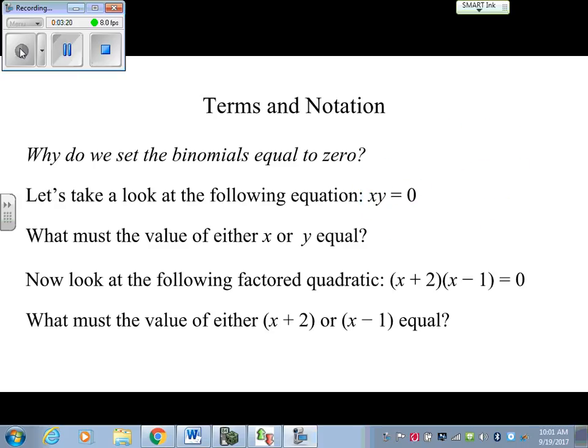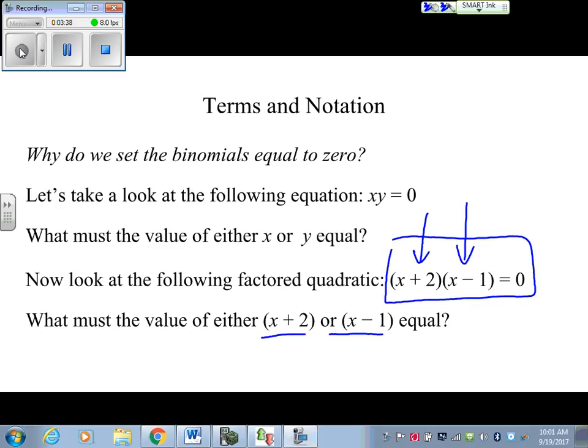Now, as we look at an actual quadratic that's already been factored, we can see it's got 2 binomials, those sets of parentheses. x plus 2 is one of the binomials with two terms, x minus 1 is the other, and we have those equal 0. What must either one of those binomials equal? Well, if this first binomial was equal to 0, so we'd have x plus 2 replaced with 0, and we multiply 0 times x minus 1, well, 0 times anything is going to be 0. And so you'd end up with 0 equals 0, which is absolutely true.